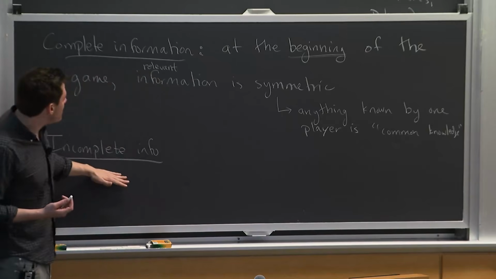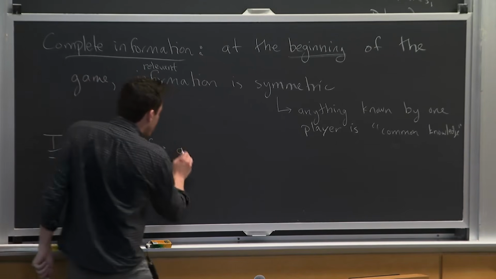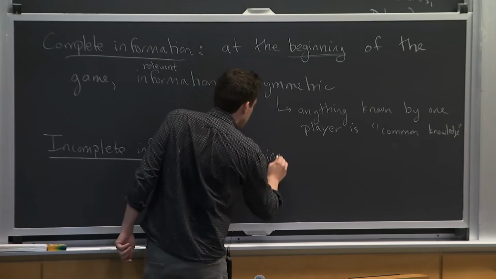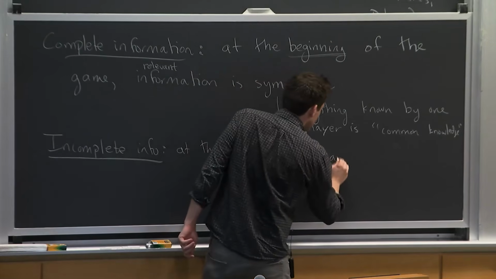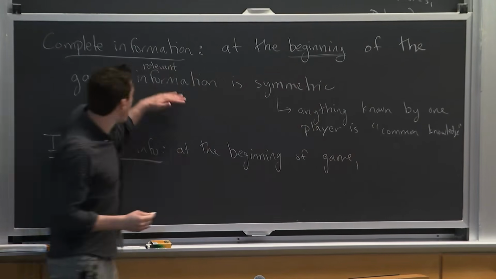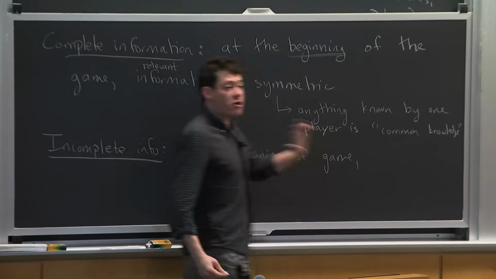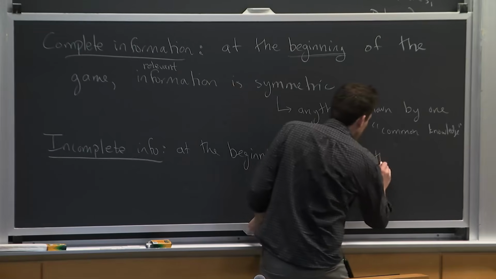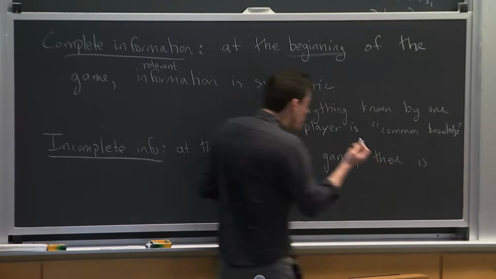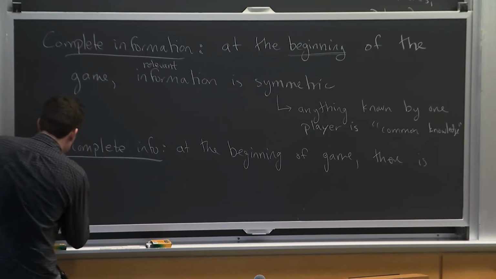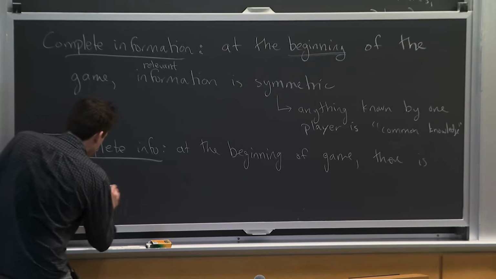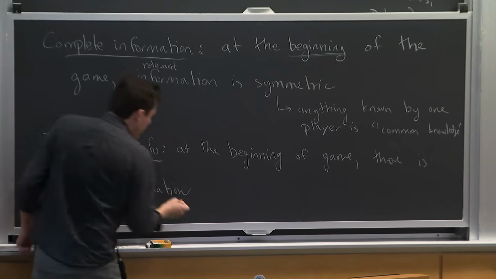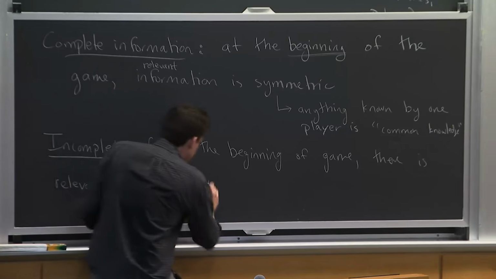With incomplete information, the difference is that at the beginning of the game, there is relevant information that some player knows, but another player doesn't know. So there is information, or more precisely, relevant information that is known by some player, but not others.